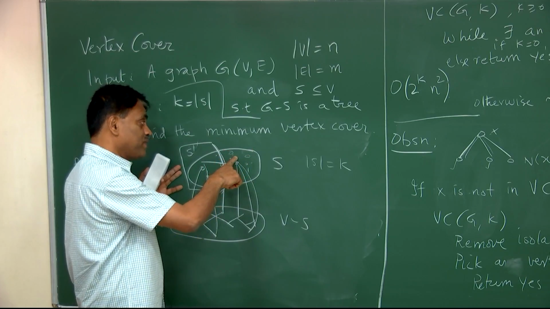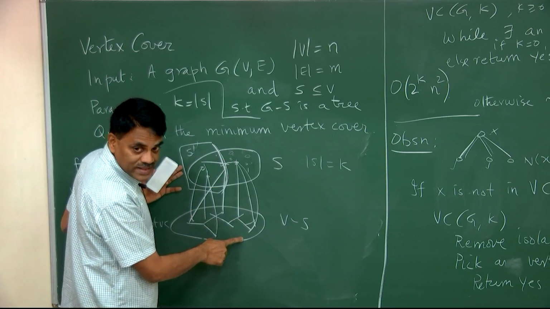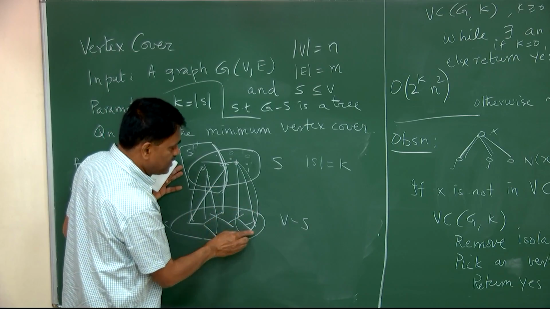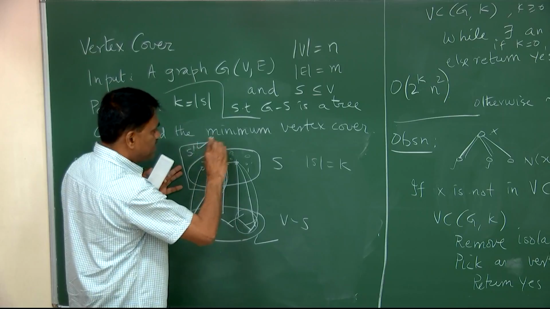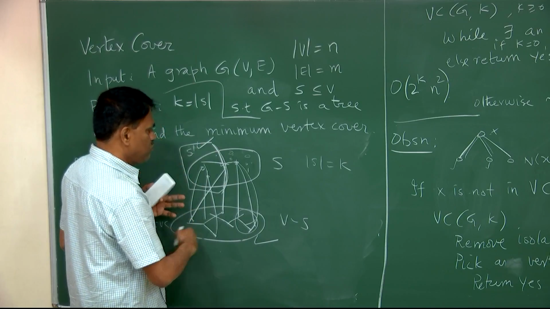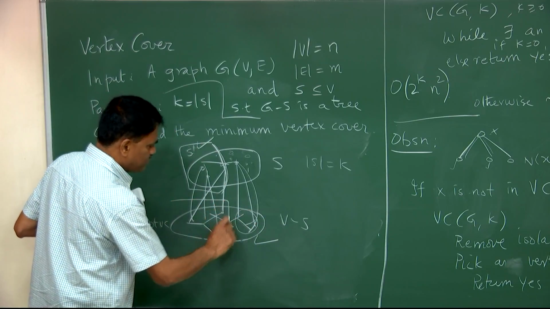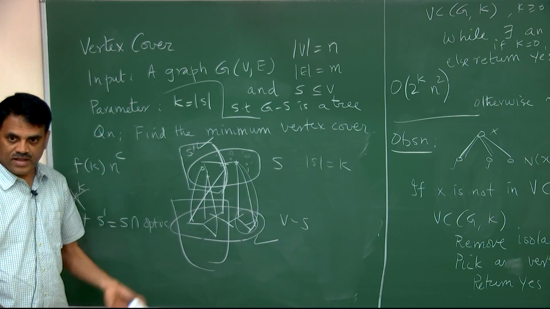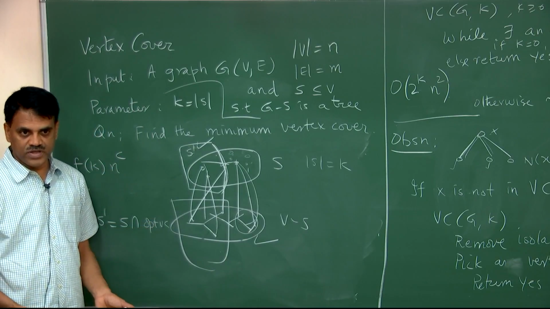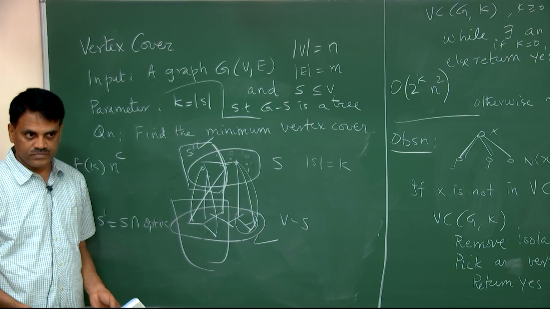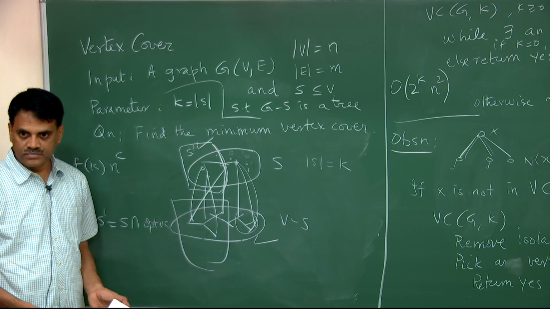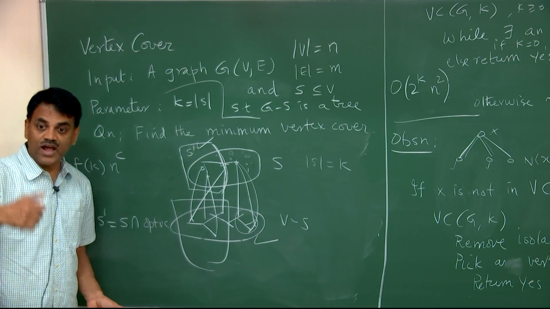Since I am not picking this, I am forced to pick their neighbors. I pick that into my solution. I pick this into the solution. Now delete them. What am I left with? A tree where I can find the optimum vertex cover in polynomial time. This is the idea. I am going to try all possible guesses.